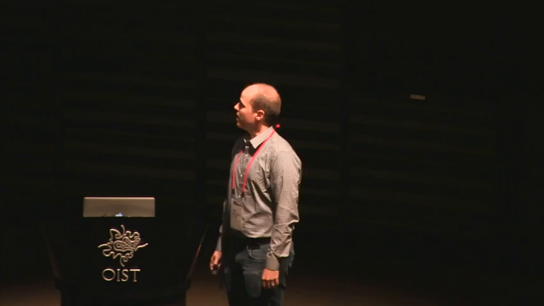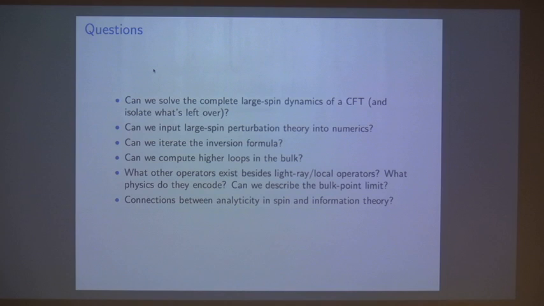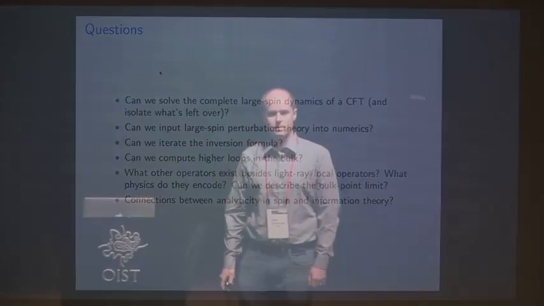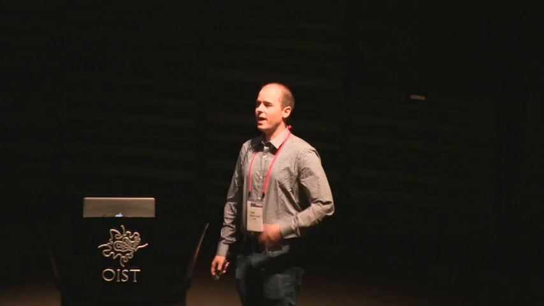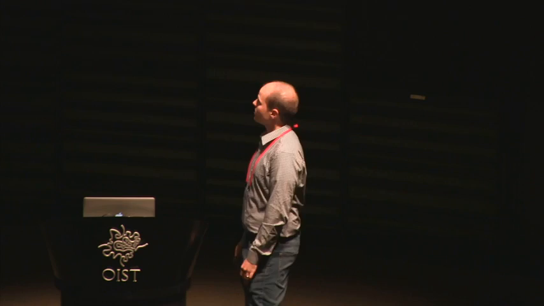And the ideal situation would be to really solve for the complete large spin dynamics and then factor it out and focus on the non-large spin stuff, the interesting stuff at the heart of the crossing equations. And I think that's an important goal. And that goal is related to some of these other questions. For example, can we iterate the inversion formula? And I would argue that this story about loops in the bulk is an example of iterating the inversion formula twice. You iterate it once to get tree-level data. You iterate it again to get loop-level data. If we want to get higher loop data, we need to keep iterating it. And that is related to understanding these multi-twist states. So can we do that, and can we compute higher loops in the bulk?